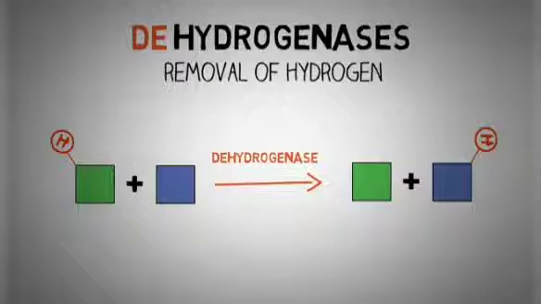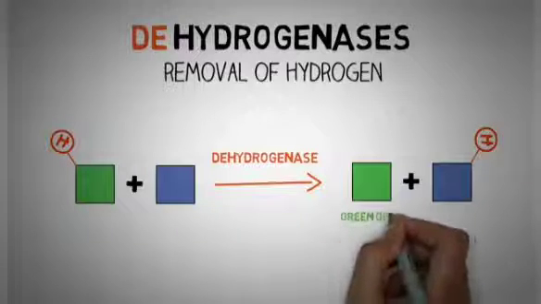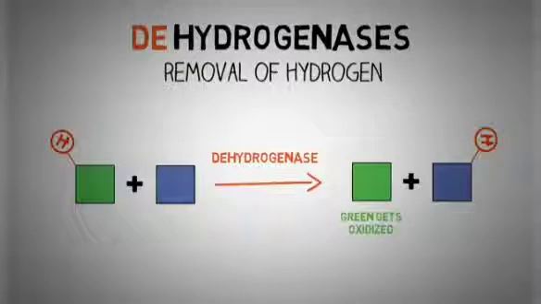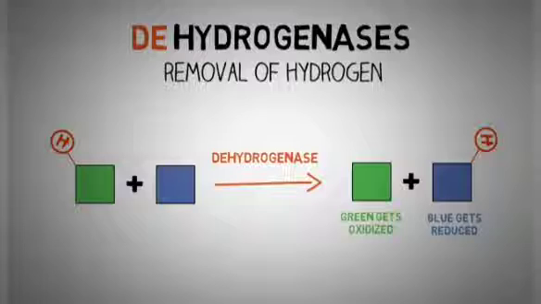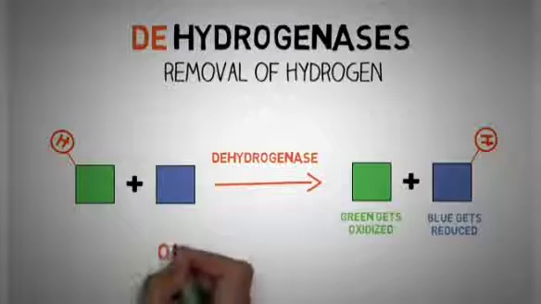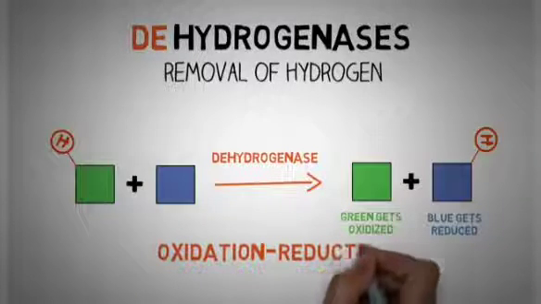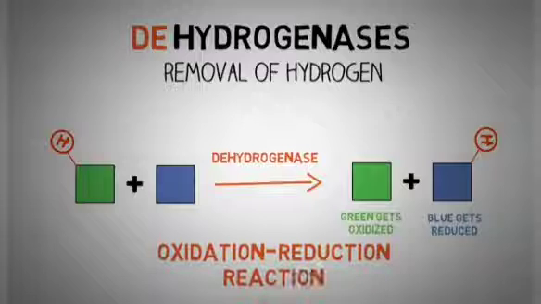So this is the basic mechanism of action of dehydrogenases. They remove hydrogen group from one molecule, oxidizing it, and in turn attaching that hydrogen group to some other molecule, leading to its reduction. This is why the reactions carried out by dehydrogenases are known as oxidation reduction reactions.